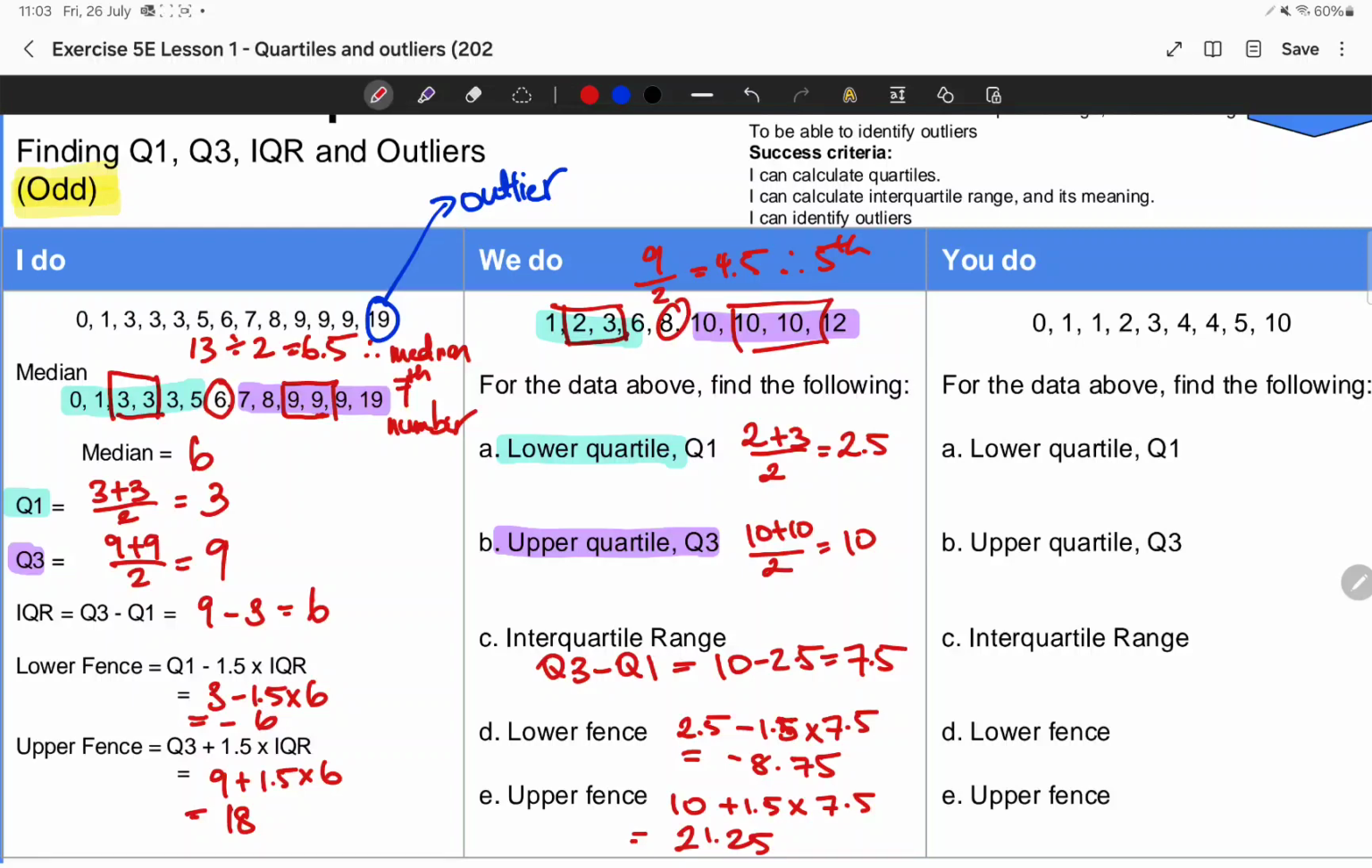So I'll give you guys 5 minutes. We'll pause right here. I'll give you 5 minutes to do the you do here for me, please.